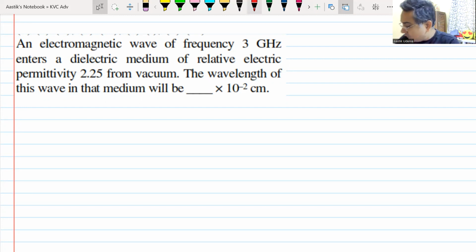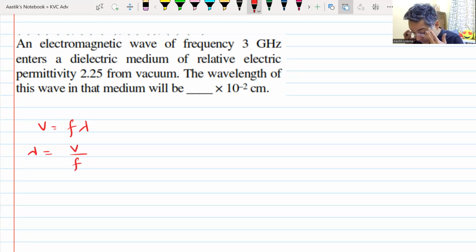Yes. We know that in any medium, v is equal to f lambda. So lambda is v by f. The frequency remains constant, so lambda is directly proportional to the speed of light. Lambda in a medium will be directly proportional to the speed of light in that medium. Yes or no?